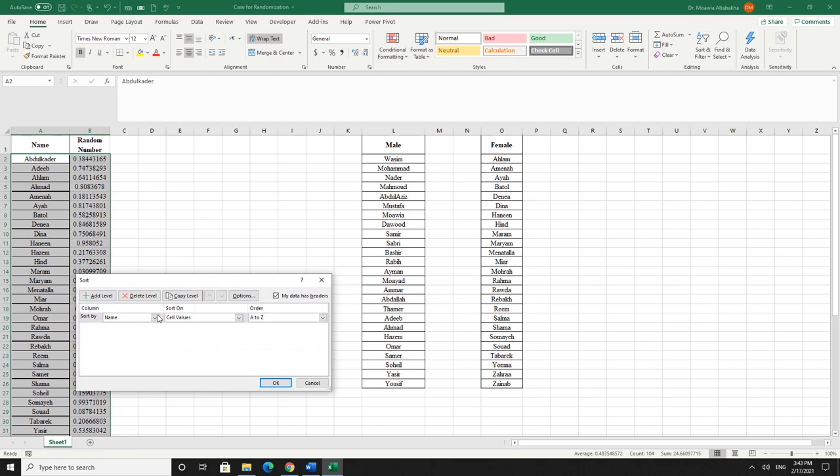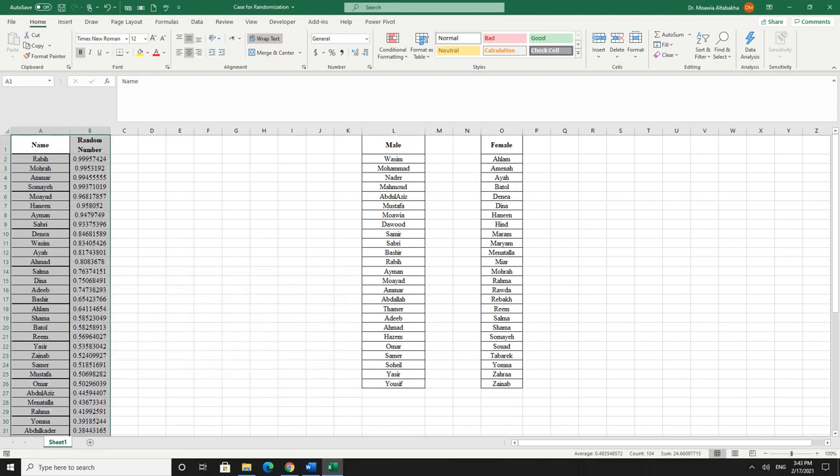Yes, here is name. It asks me, do I sort it by name? No, I don't. I don't want by name. I want it by the random number generated, from the smallest to largest, or you can choose from largest to smallest. Okay, look, who do we have now? Rabih is first, Mahra second.